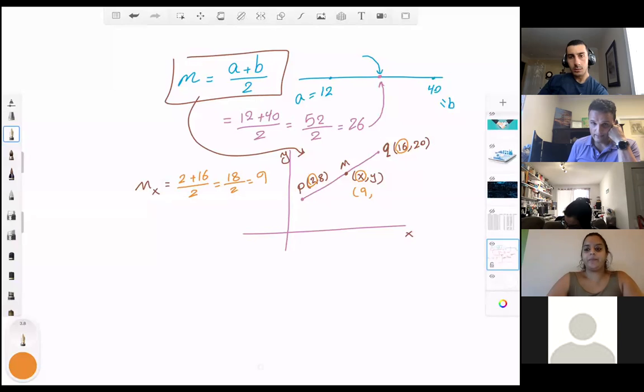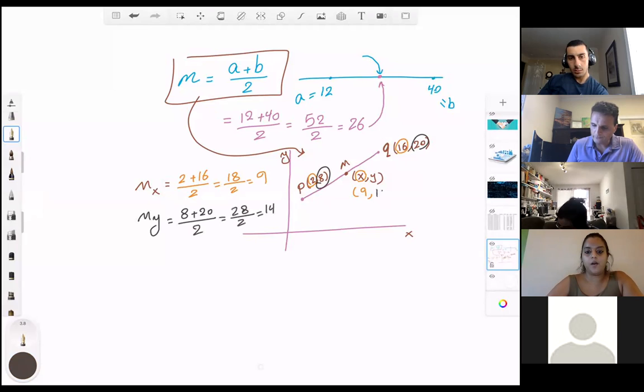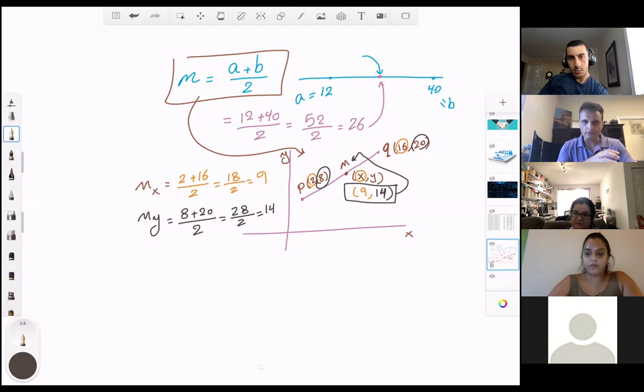We do the same thing for m of y. M of y will be, the formula is this, the value of y's added and divided by 2. So it will be 8 plus 20 divided by 2, which is 28 divided by 2 will be 14. So (9, 14) will be the coordinate of this m. All right, so you need to know the algebra. The algebra part means you should be able to substitute the value and get the result.